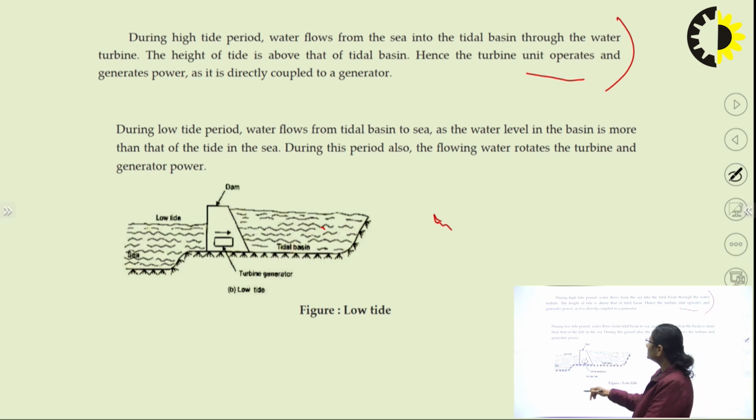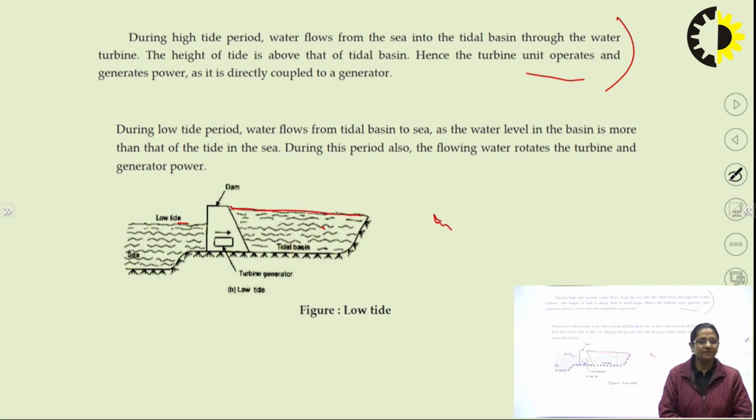This is the tidal basin, this is the sea. The sea level is less than the level of water stored in the dam in the tidal basin. So, during low tide period, water flows from the tidal basin to the sea, as the water level in the basin is more than that of the tide in the sea.